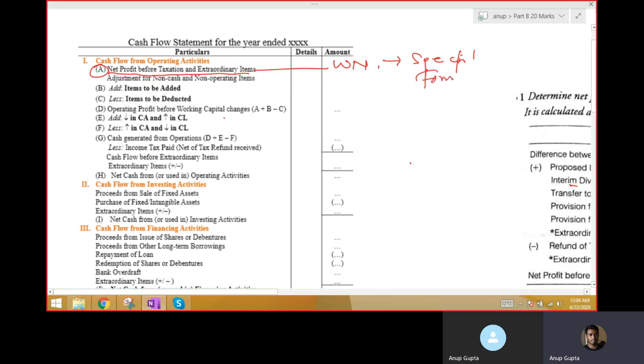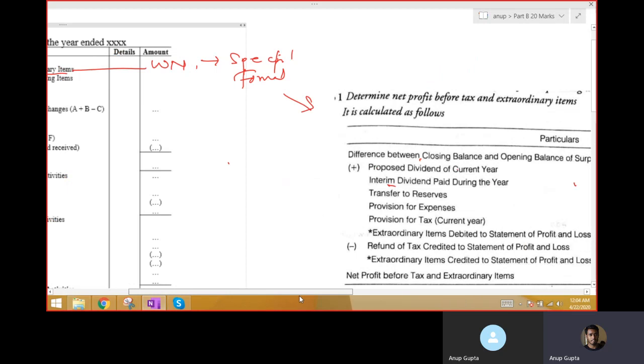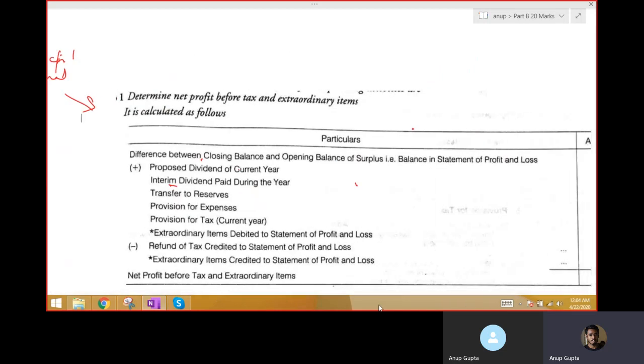format. This is the format where we start with the balance of statement of profit and loss. How do we get it? We subtract current year minus previous year. Whatever amount you get, we write it here. Proposed dividend, we do it for previous year due to change in syllabus. Interim dividend will be given in the additional info. Transfer to reserves, CY minus PY, two amounts will be given.